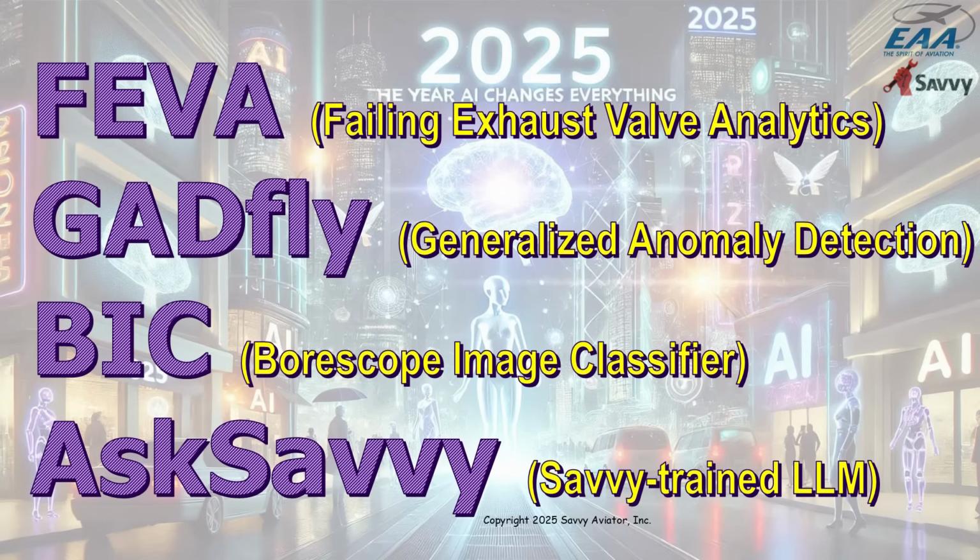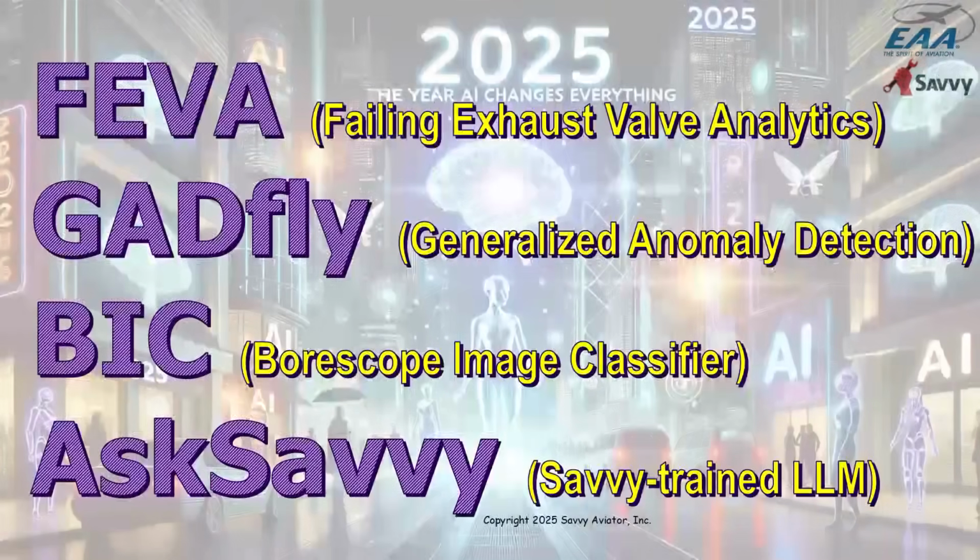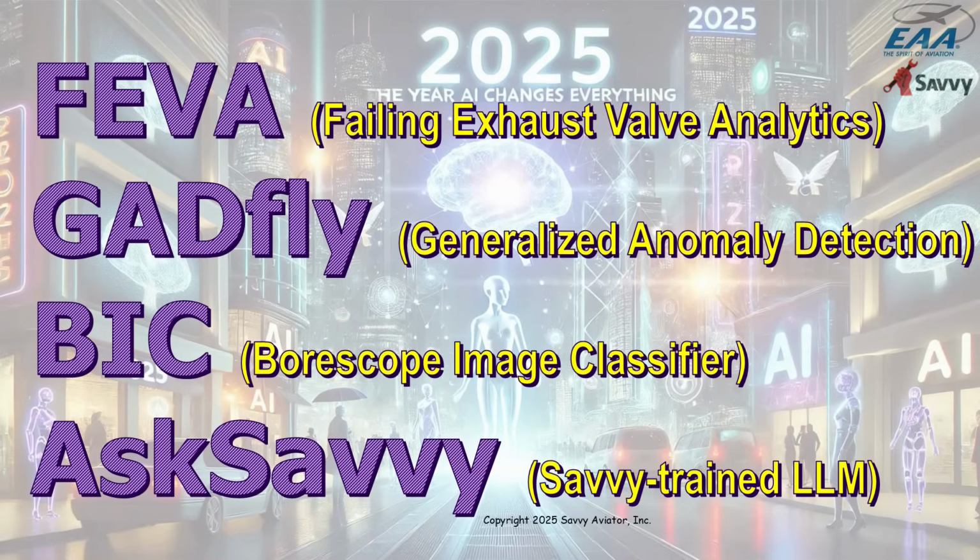We started our bore scope initiative at the beginning of 24. We have about 150,000 bore scope images uploaded to our system now, with lots more coming in every day. And the bore scope image classifier is our attempt to create an AI model that looks at bore scope images and identifies anomalous ones. At the moment, we're just concentrating on exhaust valves because that's the most common reason for cylinder problems.